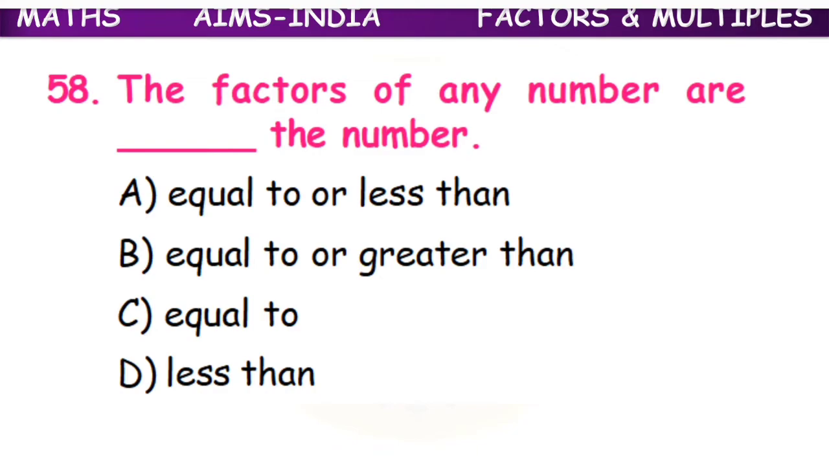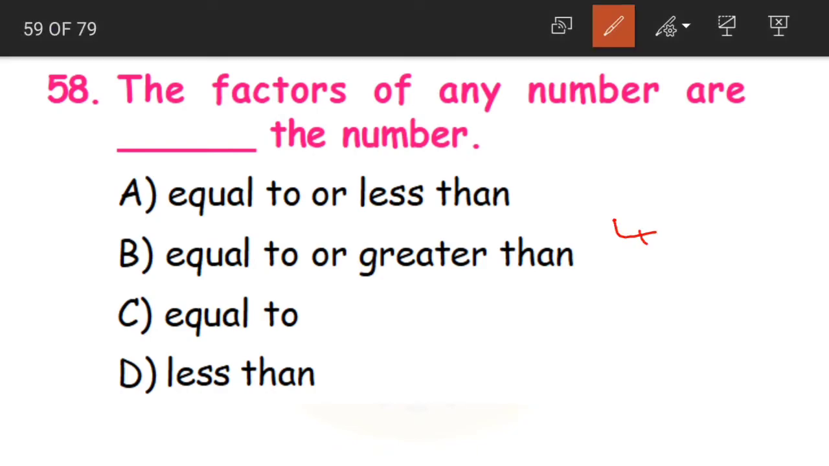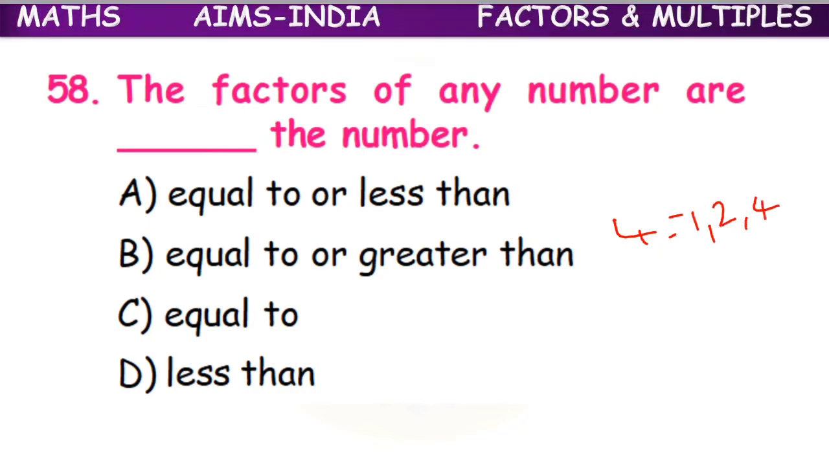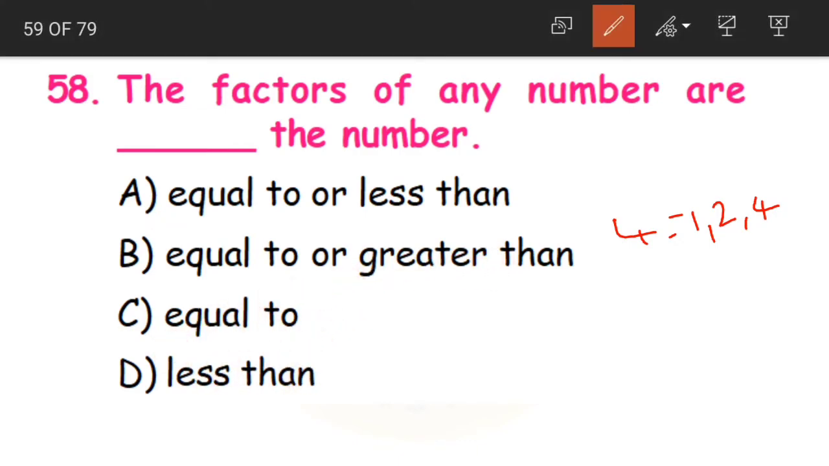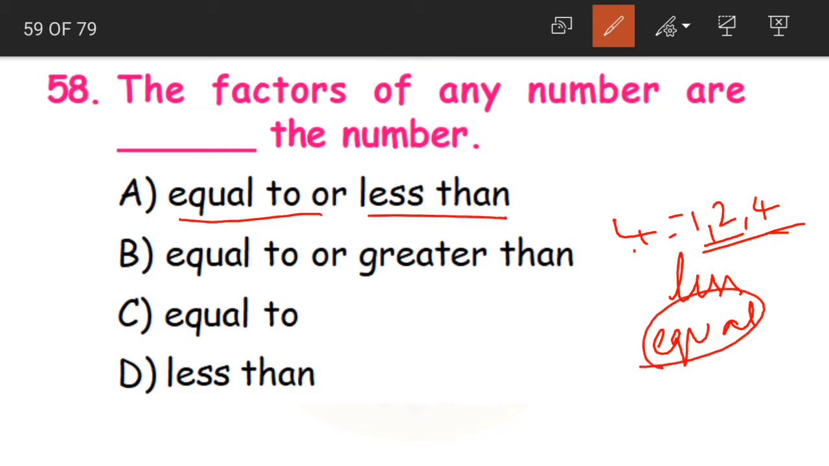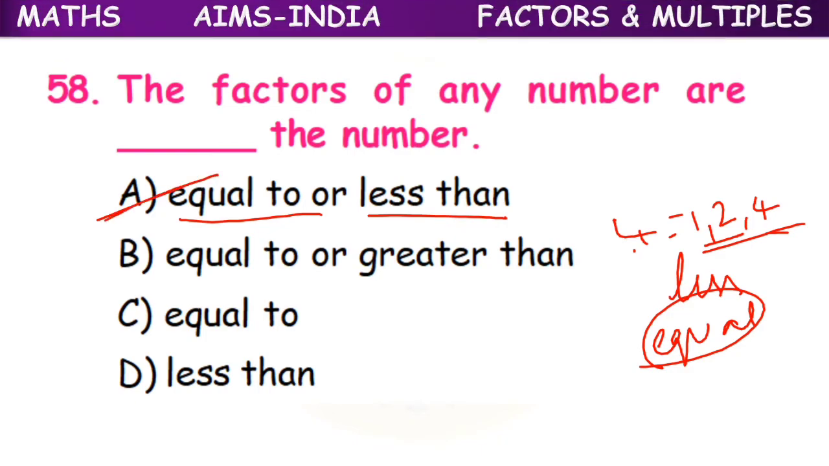Next question 58. The factors of any number are dash the number. See, just now what did we take? 4 is equal to 1, 2 and 4. The factors of 4 are 1, 2 and 4. Now what can we say about these factors? Are these equal to or less than? Equal to or greater than? See, we are having 1 and 2 which are less than our number and 4 which is equal to our number. So what can we say? That the factors of any number are either equal to or less than the number. So option A becomes our correct answer.